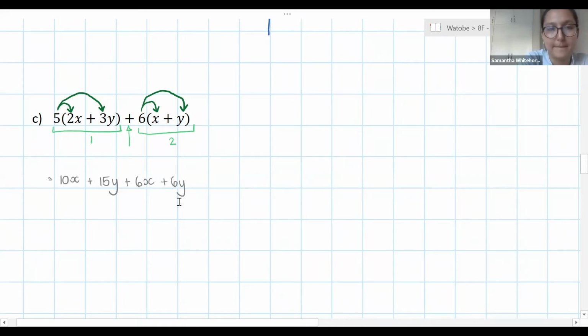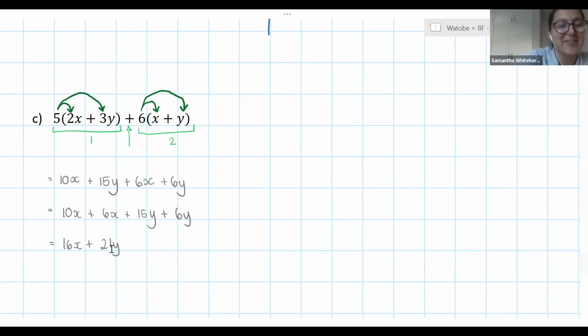Now what do I do? Put the like terms together, which is 10x plus 6x plus 15y plus 6y. Excellent. Which is equal to 16x plus 31y. Did you say 31 or 21? 31. So 15 plus 6 is 21y. Unless I can't do maths today. Oh, ma'am, you're right. I was wrong. Sorry. Right. Okay, cool. So well done.